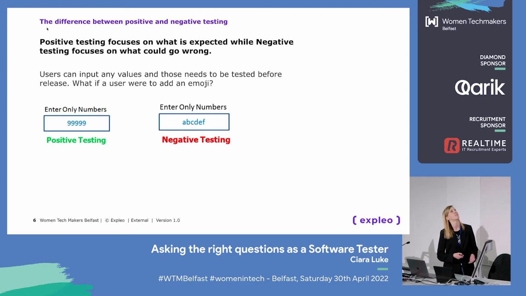So here you can see we have a simple number input field. A positive test is going to check that you can in fact add numbers in here and submit successfully. Whereas a negative test is really going to want to explore this further and ask questions like, what if I add in characters? Or what if I add in a really long number? What about decimal places? Or what would happen if I added in an emoji here? And so you can start to see where that negative what if concept suddenly becomes useful.